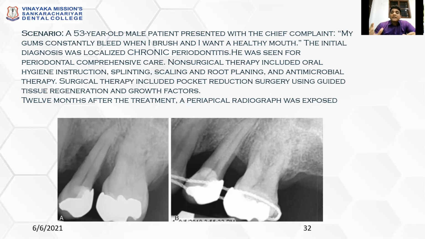So I want to conclude: in your proper periodontal examination, the risk assessment and prognostic assessment are very important for better management of periodontal disease in your clinical practice.